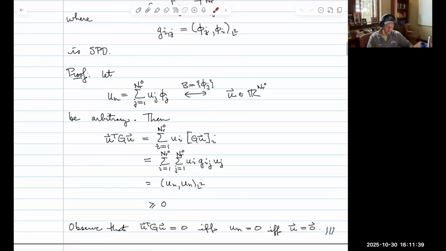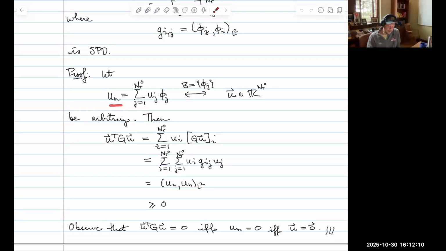Well, what I'd like to show is that an arbitrary expression like this, u transpose G u, is greater than or equal to 0, and only equal to 0 if u is itself equal to 0. So that's what I want to prove. Now let's see how this is done. So let u_h be an arbitrary finite element function. Now, this is only a spatial function, it's not time dependent.